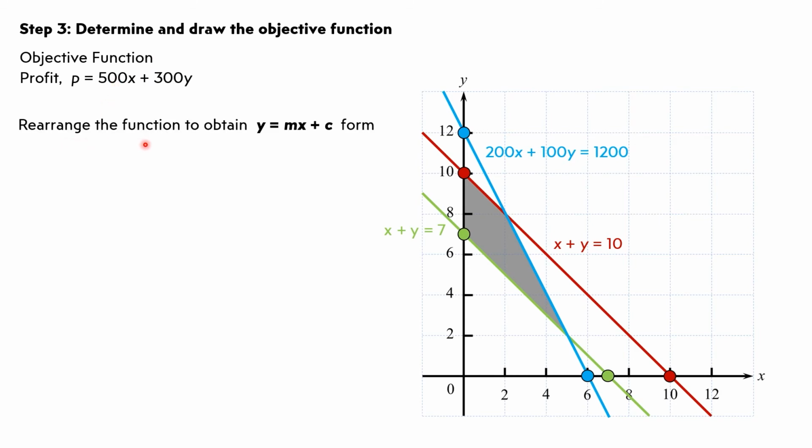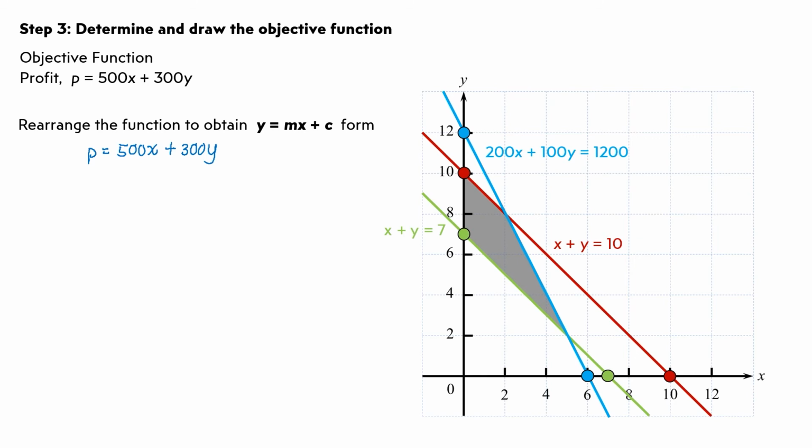We will rearrange the function to obtain the form of y equals mx plus c. So we will arrange the objective function so that we can get this form. Let's look at this one. First, our profit function is P equals 500x plus 300y. So rearrange to obtain the form y equals mx plus c.